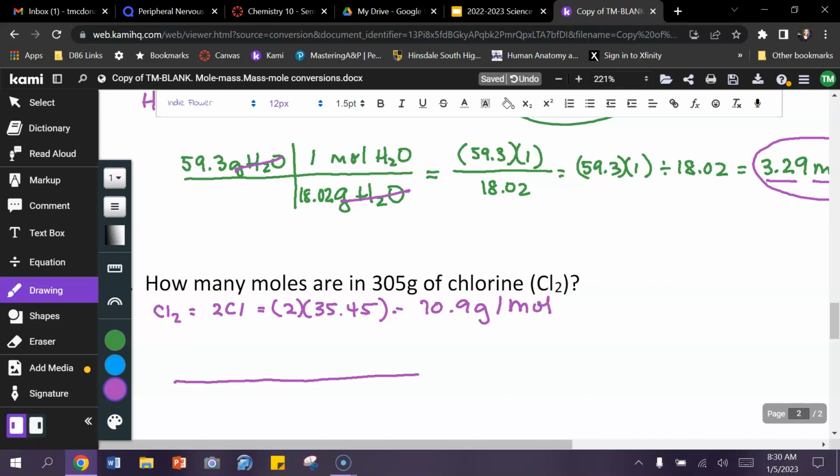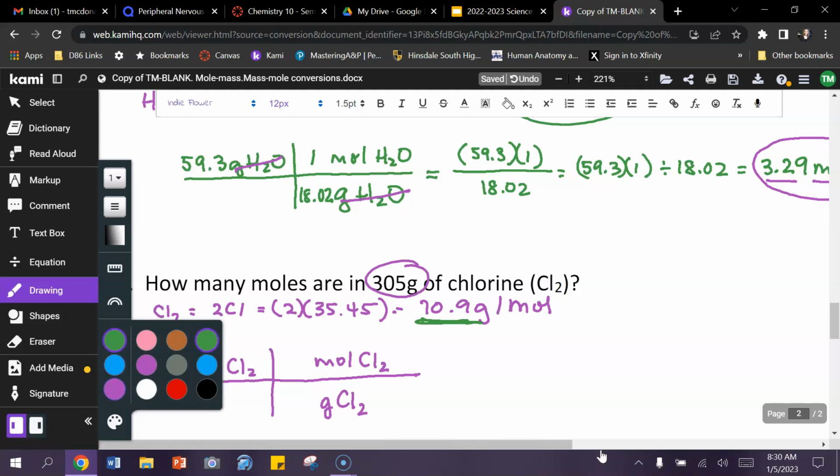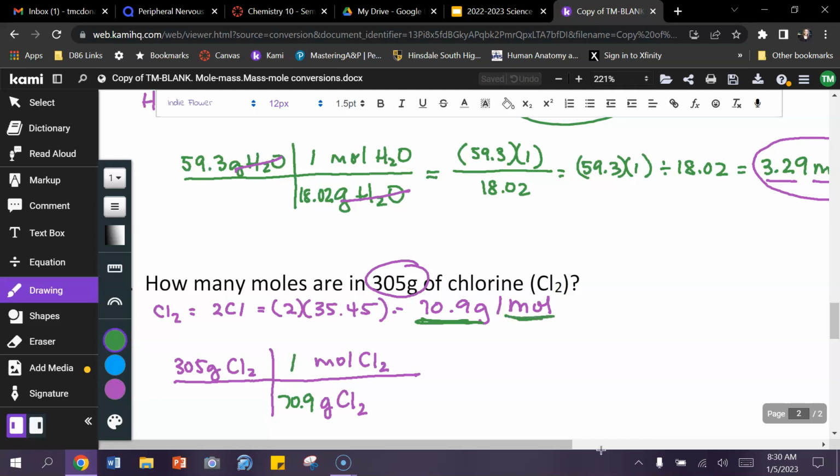Draw your dimensional analysis table. Write down what you're given. In this case, it's 305 grams of Cl2. Denote the unit, grams of Cl2 on the bottom, and then we were looking for moles, so we're going to put that at the top. What number goes next to grams? What's the number that's next to grams in our molar mass calculation? So this is 70.9, and we put the number 1 next to mole because here by mole we have no number there, so we always assume that there's a 1.